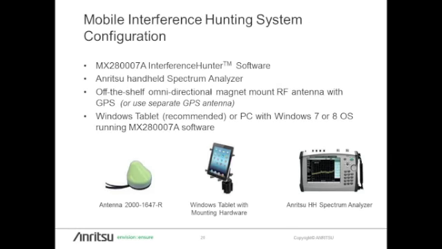So just go through this real briefly. The part number you can see there for the software that's used in the system, and then the other main components: spectrum analyzer, off-the-shelf magnet mount RF antenna with integrated GPS. Or if you don't have integrated GPS in your RF antenna, you can get a separate one. They're less than $100 in most stores. And then a Windows tablet, recommended Windows 8, for the touchscreen capability.